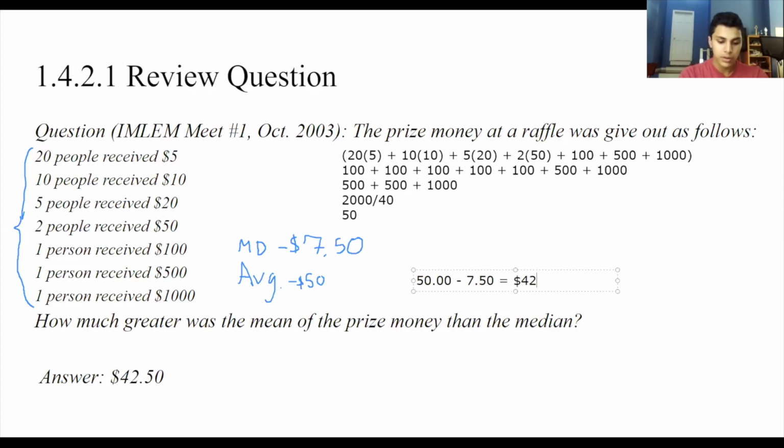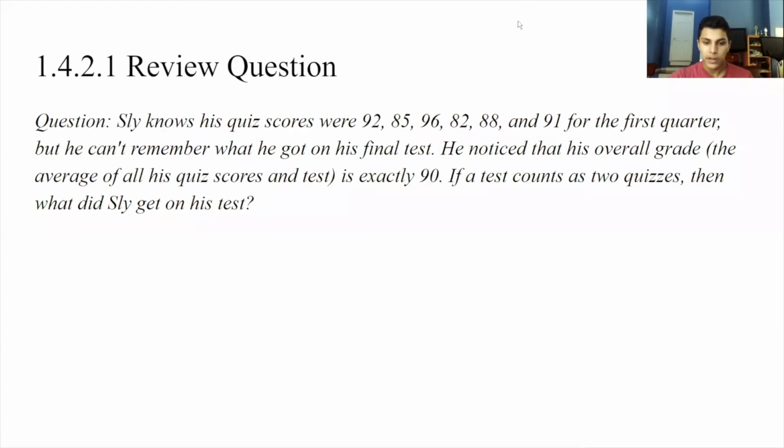So $42.50. So, final review question for Arithmetic Meet 1. It's about averages and means. And if you want to try it, I'll give you a few seconds to pause the video, and then I'll go ahead and explain the answer.